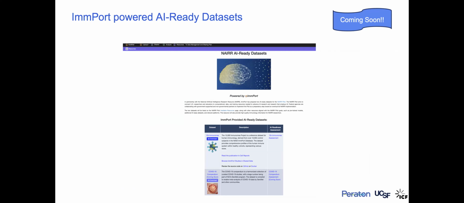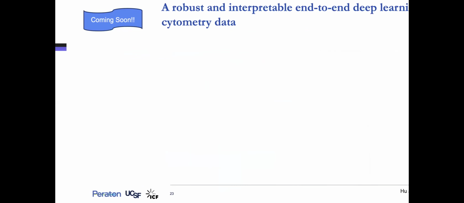ImmPort is coming very soon, where we will be releasing the AI-ready data sets. These are ImmPort data sets that we'll make AI-ready. The first one is going to go out as the 10K Immunomes, and then also the COVID data sets will be AI-ready data sets that you can start analyzing right away, because we'll be providing the standardized data.